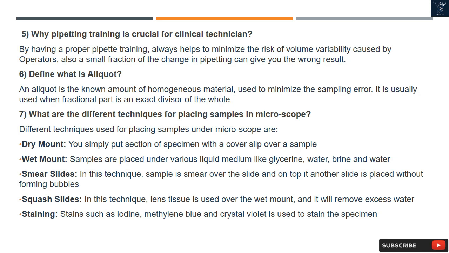Smear slides. In this technique, the sample is smeared over the slide and on top of it another slide is placed without forming bubbles. Squash slides. In this technique, lens tissue is used over the wet mount, and it will remove excess water. Staining. Stains such as iodine, methylene blue and crystal violet are used to stain the specimen.